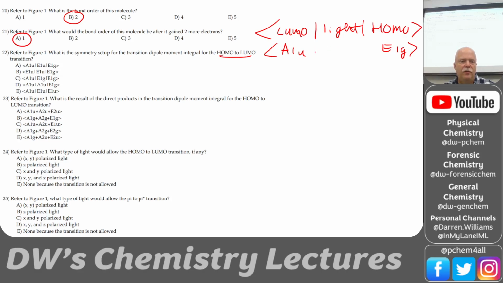So if we want to make it one that's allowed, what do we need? We eventually want to get something that's going to be A1. So what times E1 will give us something that contains A1? E1. Okay, so we need light that has an E1 because E1 times E1 is going to give us A1. It's going to give us a lot of stuff, but it'll contain A1.